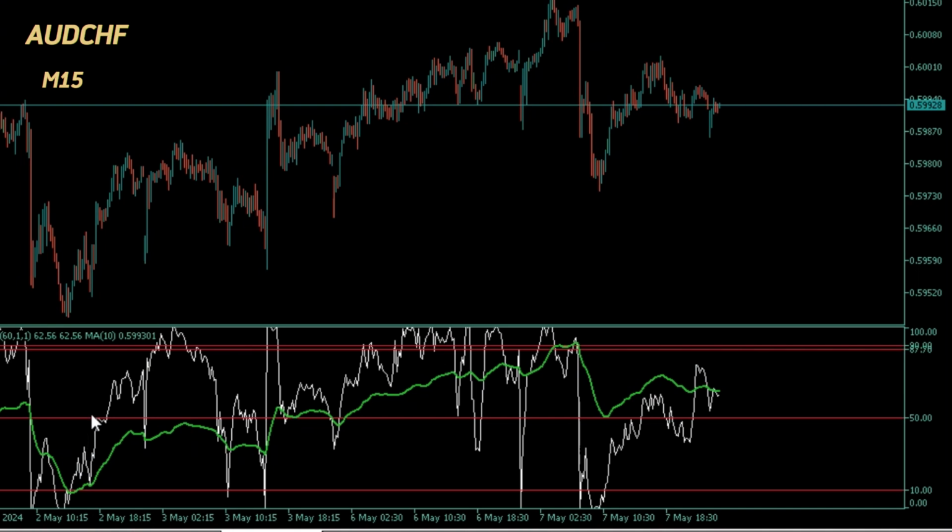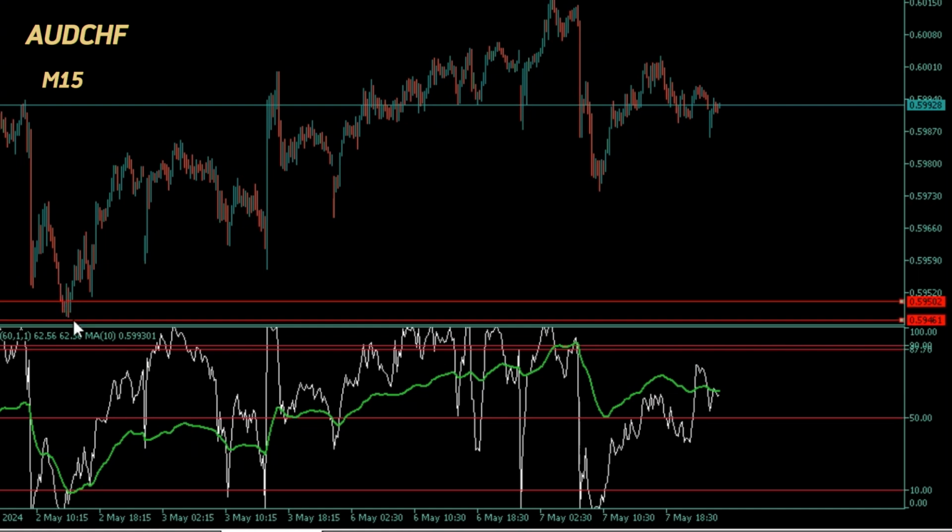So if we see all our conditions met, we place our buy trade right here. Then our stop loss at the recent low, maybe right there, then we target the 1 to 2. As you can see, price hit our take profit. We always target a 1 to 2 since we are scalping. We don't want to be in the market for long.